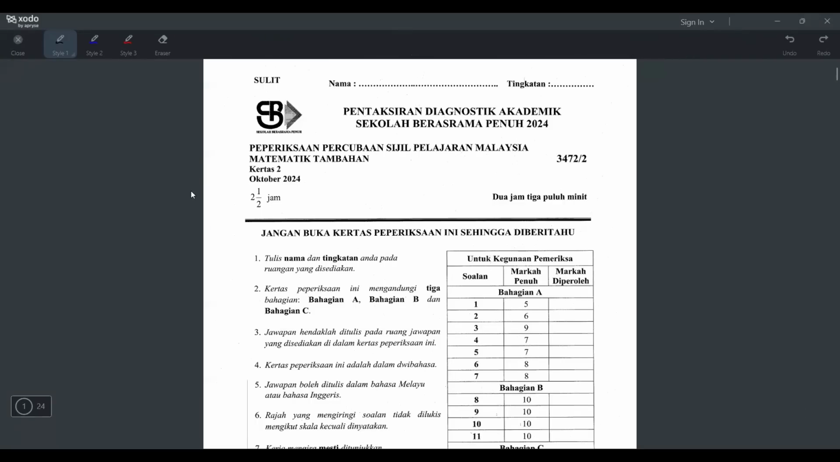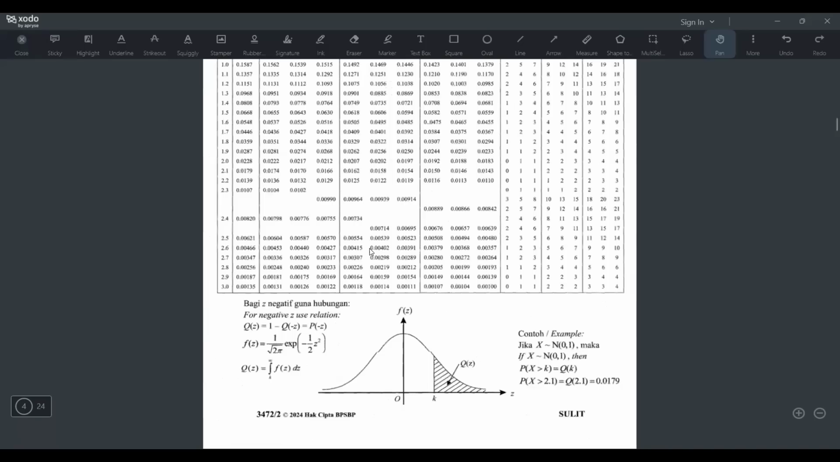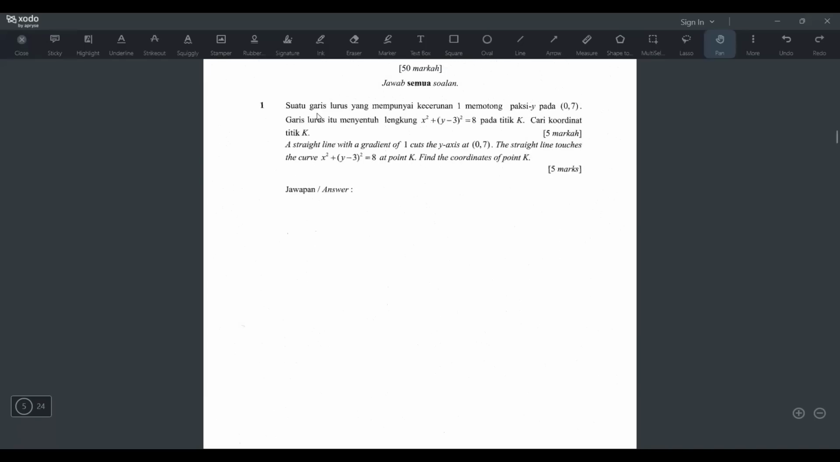This video we will do the Addmaths trial, and this is the SBP paper. It's the SBP Sekolah Asrama Penuh Trial 2024, Matematik Tambahan, Kertas 2. Let's skip the formula and start with question 1. Question number 1, let's start.